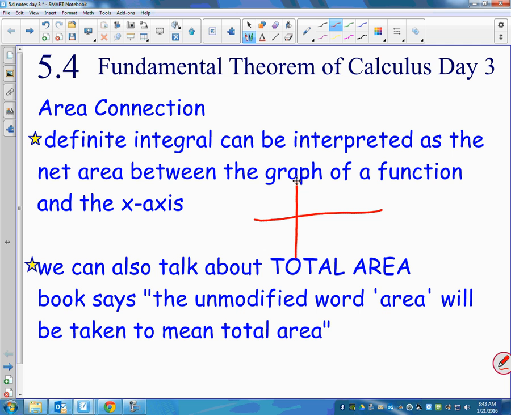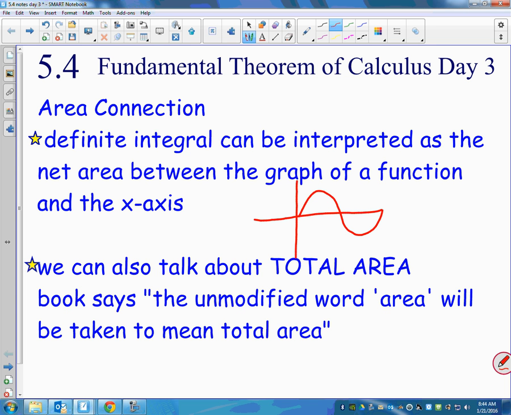Because if you have something where it's the same amount above the x-axis as below the x-axis, then the net area, or the integral value, is going to be 0, because the positive and the negative cancel each other out. So net area, or net distance traveled, can be 0. But we can also talk about the total area, just how much area is there if we disregard that some of it's negative.